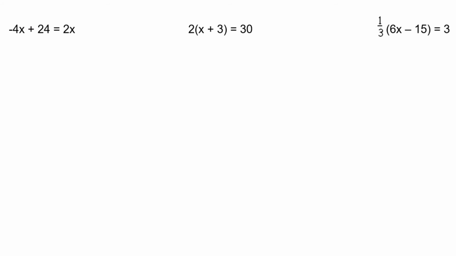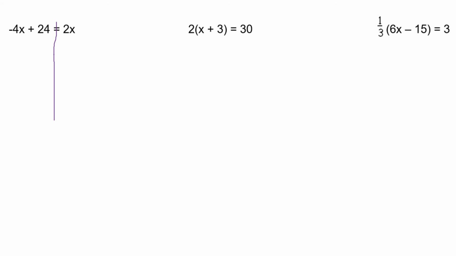Next up, we have negative 4x plus 24 equals 2x. Again, draw the line through your equal sign if you need to. Again, we have 2 variables and 1 constant. So we're going to leave that constant alone. That 24 is going to stay on the left-hand side. So we're going to move that 4x.